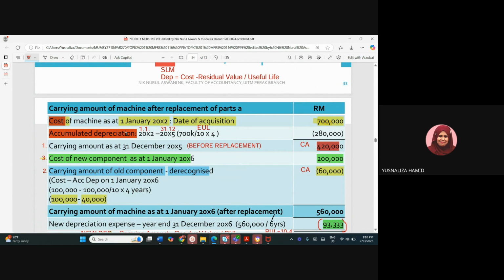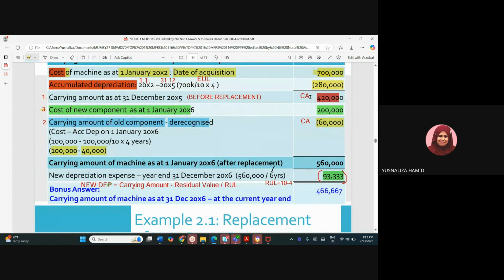You need to go and remove that accumulated depreciation as well. So we calculate that, and you will get the figure that I show there, which is 280,000. So every year you charge 70,000 depreciation. So for 4 years, you have already charged 280,000. So you have the first carrying amount, which is 420,000, that happens before the replacement. So this one is before replacement.